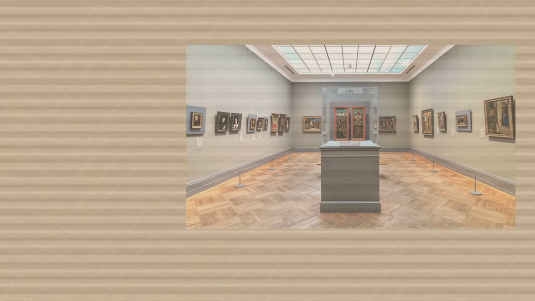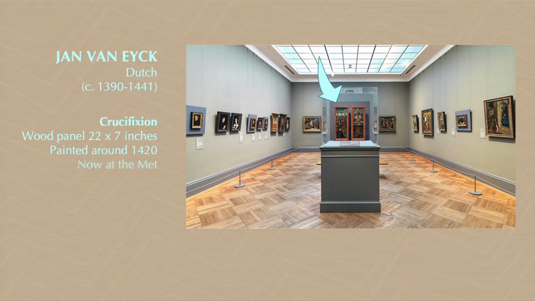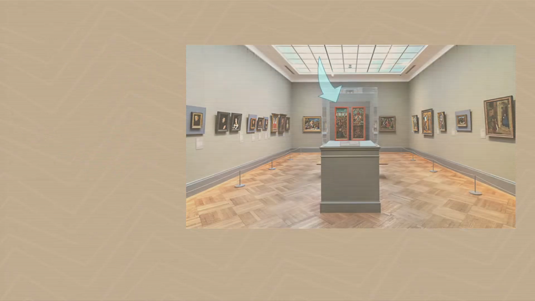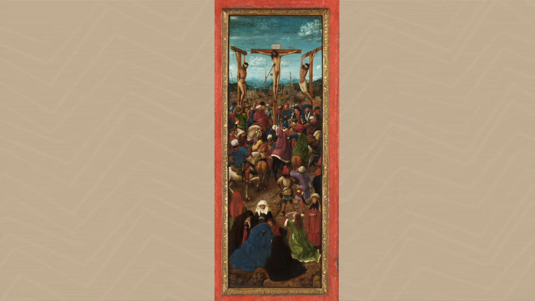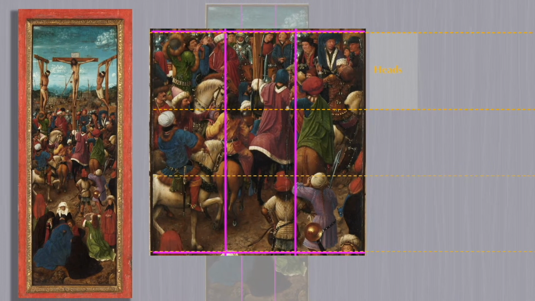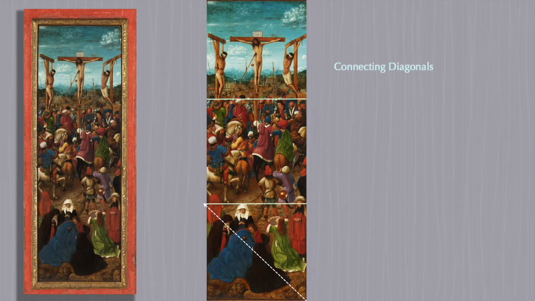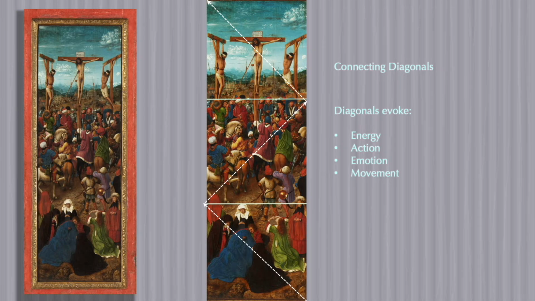And now, let's go back to the crucifixion that Van Eyck painted around 1420 on a wood panel and which is now on display at the Met. If you have not done so, I suggest that you first watch part 1 of this presentation. You will find it either here on my Patreon page or on my YouTube channel, WithART. If you have seen part 1, you remember that we looked at the way the surface of the panel was organized in horizontal registers, connecting verticals and strong dynamic diagonals. We are now going to look at this spatial organization.